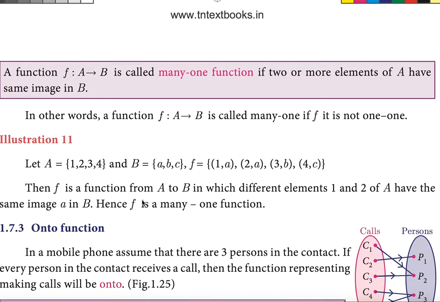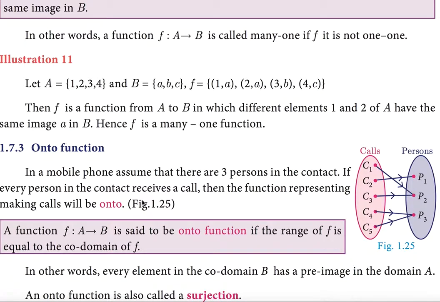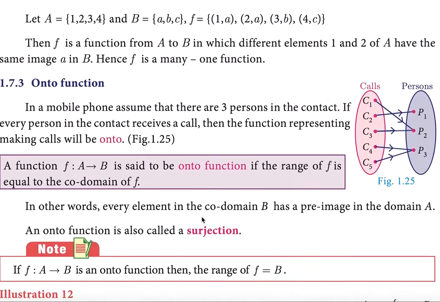Since more than one person may choose to watch the same film, that is many to one. A function A to B is called many to one function if two or more elements of A have the same image in B. In other words, a function A to B is called many to one if f is not 1 to 1. Okay, this is an example: 1, 2, 3, 4 to A, B is a, b, c, 1a, 2a, 3b, 4c. So two inputs correspond to the same output. So this is many to one.